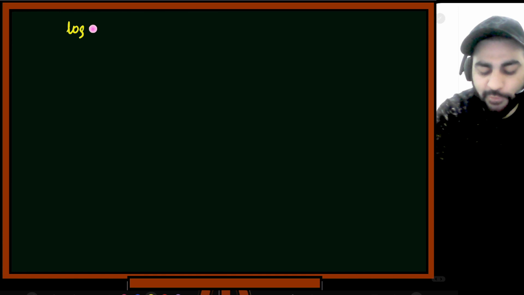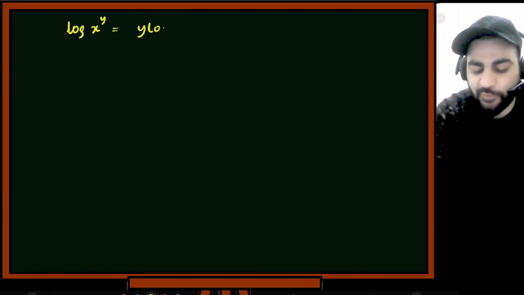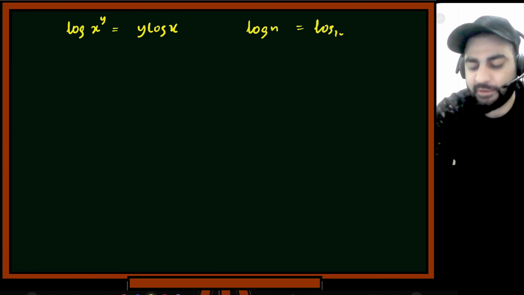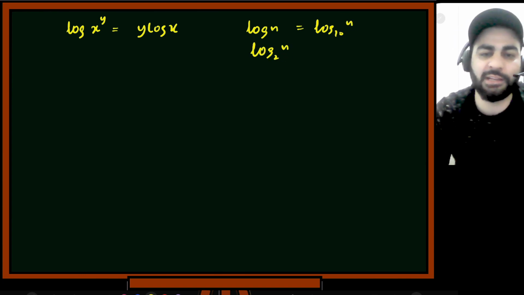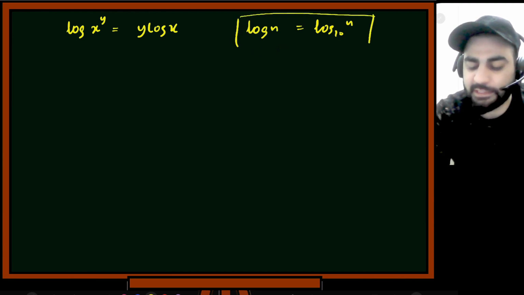And then for the logarithms, we know these are basic logarithm formulas. If we have log of x raised to power y, we can just bring the power down. So this is y log of x. If we have log of n, this is log to the base 10. If I write something log to the base 2, there is also something called a natural log. If I write only log n, this basically means this.